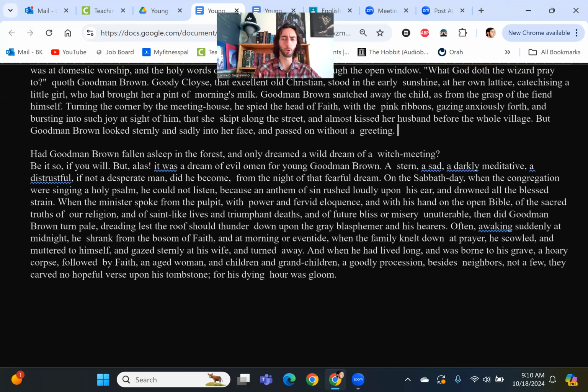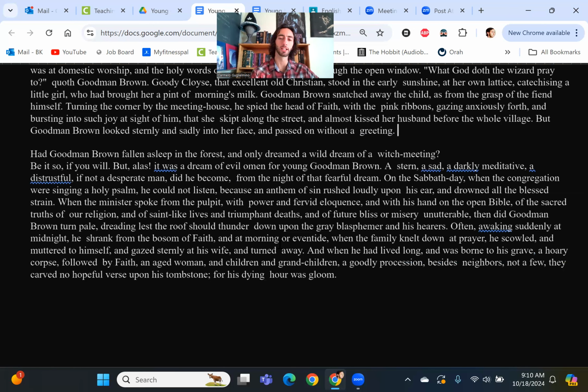When the minister spoke from the pulpit with power and fervid eloquence, and with his hand on the open Bible, of the sacred truths of our religion, and of saint-like lives and triumphs and deaths, and of the future of bliss or misery unutterable, then did Goodman Brown turn pale, dreading lest the roof should thunder down upon the grave blasphemer and his hearers. Often awaking suddenly at night, he shrank from the bosom of Faith, and at morning or eventide, when the family knelt down at prayer, he scowled and muttered to himself, and gazed sternly at his wife, and turned away.